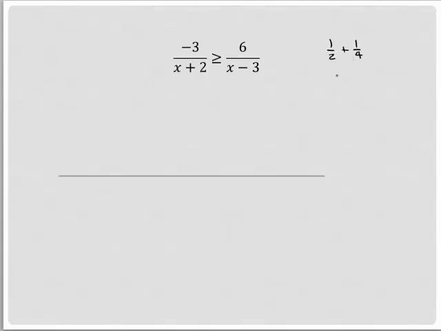How do we add those? Because we're going to move this to the other side and make that greater than or equal to 0. So I know what you're thinking right now. Let's do that. Negative 3 over x plus 2 minus 6 over x minus 3 is greater than or equal to 0. There, now we've got it. Now how are we going to subtract those two fractions?